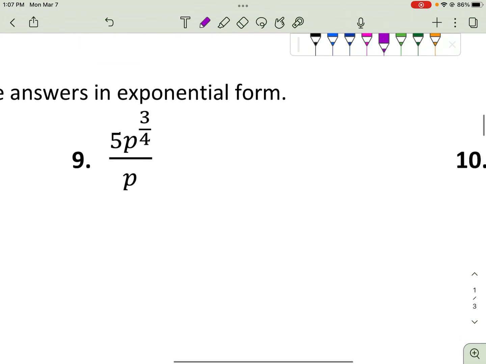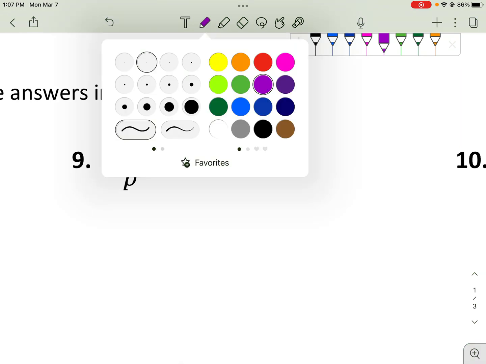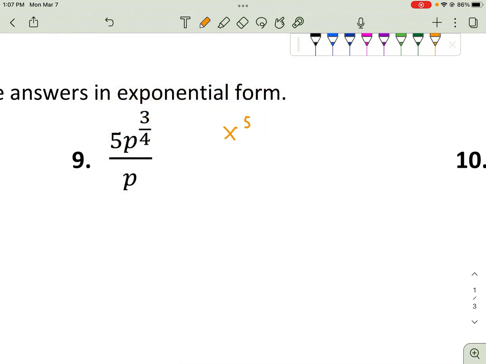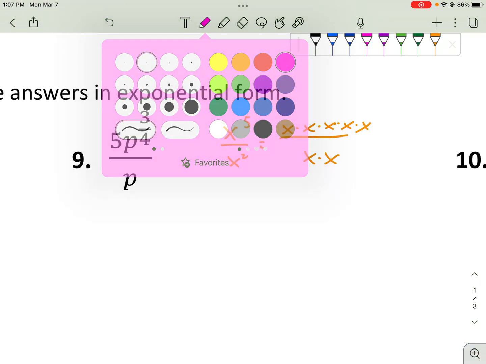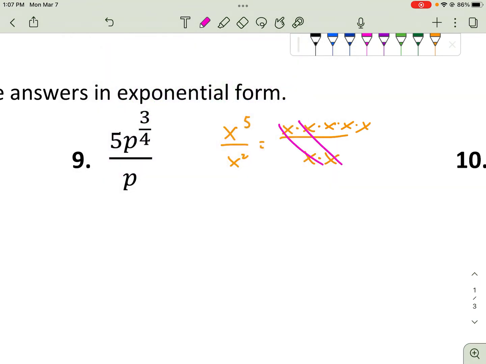Okay, on this one, this is like doing x to the fifth over x squared, which if you remember when we learned this a long time ago, this is 5 x's on top, 2 x's on the bottom. So you're multiplying by x 5 times, but then dividing by it twice. So 2 of those cancel, leaving you with just 3 x's, which is x cubed. So the shortcut being you subtract the exponents in this situation.